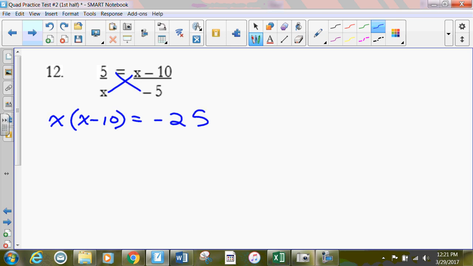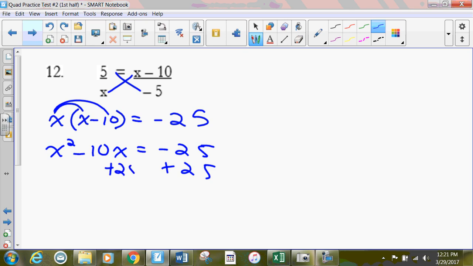Okay. Now this is interesting because we do have something times something, but it's not equal to 0. So I can't say x equals negative 25 and x minus 10 equals negative 25. No, no, no, I can't do that. It has to be a 0 on the other side, which means that we don't have a choice. We're going to have to distribute. And then, of course, we're going to want to bring the 25 over. There's not another number to add it to, so it's just going to tag along at the very end, just like that.